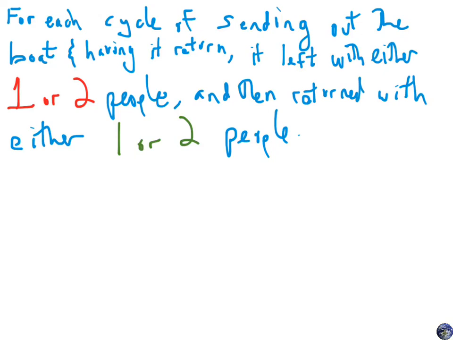So I have to look at the entire cycle of it leaving and coming back, because the snapshots in our picture are just of the original bank with the boat there. So it has to go and come back. What effect is it going to have if you send it out with 1 or 2 people, and it comes back with 1 or 2 people?